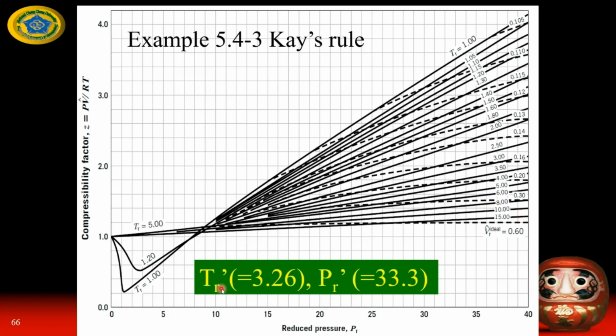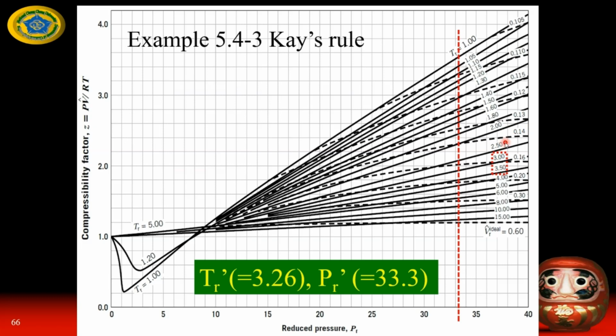Where is this? TR prime is here, right? So it's 3.26. You have 1, and you go to 2, 2.5, 3.00, 3.5. So it's somewhere between 2.5 and 3.00, between these two solid lines. And how about PR prime? 33.3 is somewhere here: 31, 32, 33, 33.3. So it's somewhere here. So you have this line here.